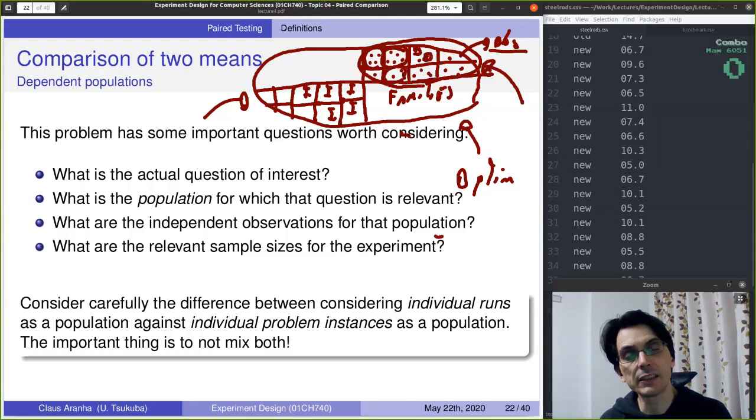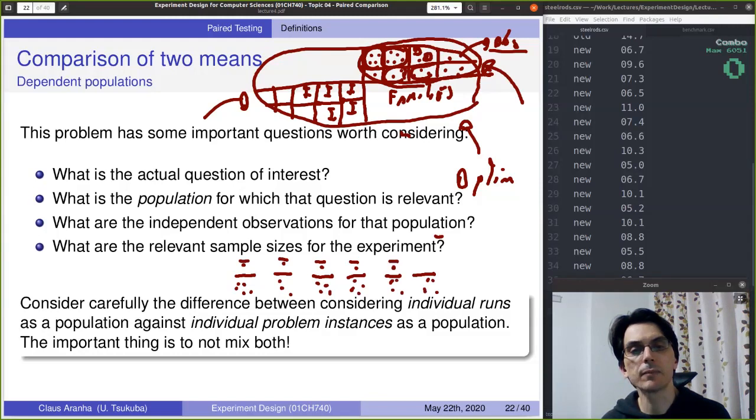So what we're going to have is that for each instance, we're going to have several executions. But our real observation will be the mean value for each instance. So this is our observation, the mean value for each instance. Okay?